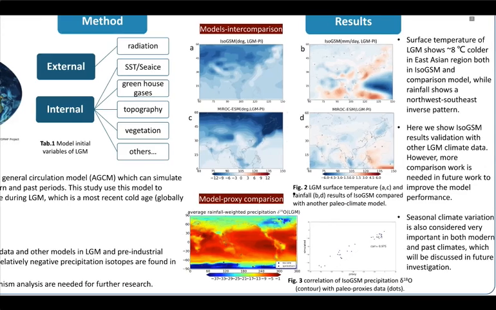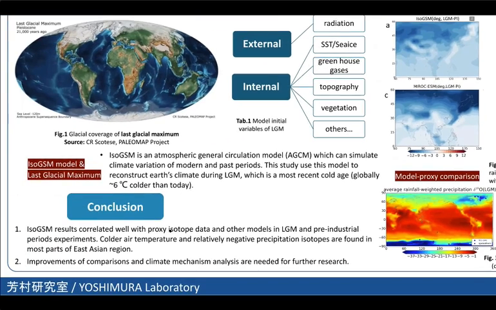So my conclusions are: the ISOGSM model can produce LGM data well compared to proxies and other models. Cold air and relatively negative precipitation isotope are found in our results, but improvements of comparisons and climate mechanism analysis are needed for future work. Thank you. That's all.